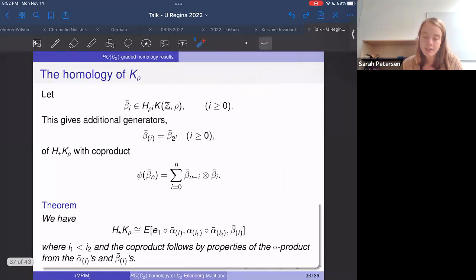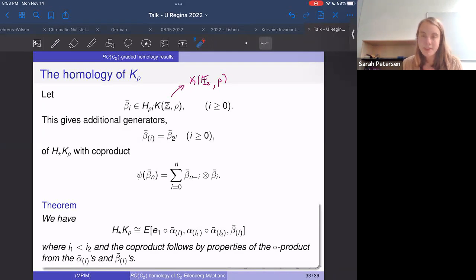So using this bar spectral sequence pairing, we can write down the homology of K rho. Here, similar to the non-equivariant case, we're going to have some additional generators appearing. Here we'll name these beta bar i's, and these are coming from K0, which also does have a map to K F2 rho.